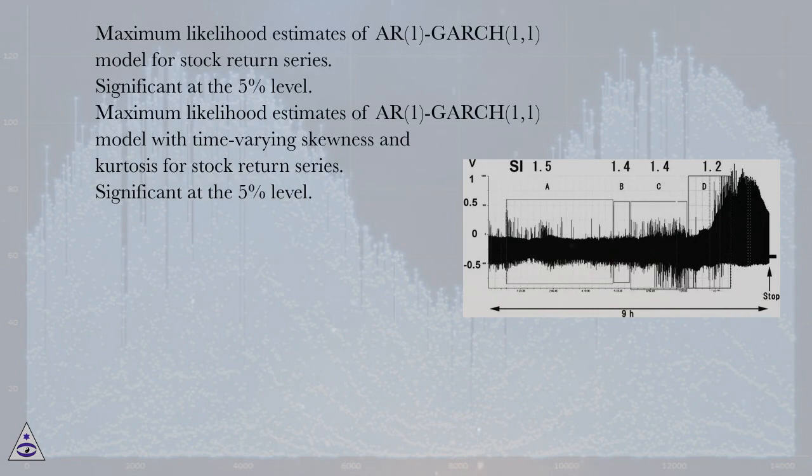Maximum likelihood estimates of the AR(1) GARCH(1,1) model for stock return series. Significant at the 5% level. Maximum likelihood estimates of the AR(1) GARCH(1,1) model with time-varying skewness and kurtosis for stock return series. Significant at the 5% level.